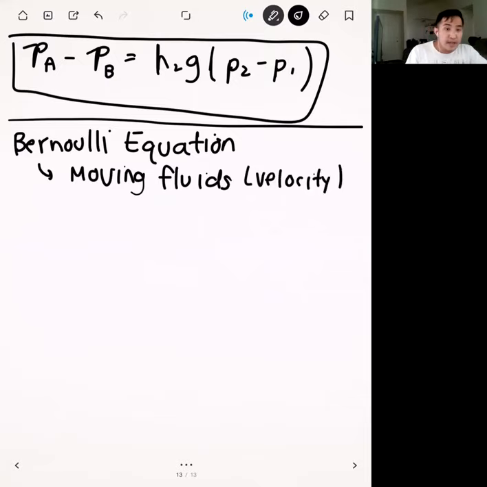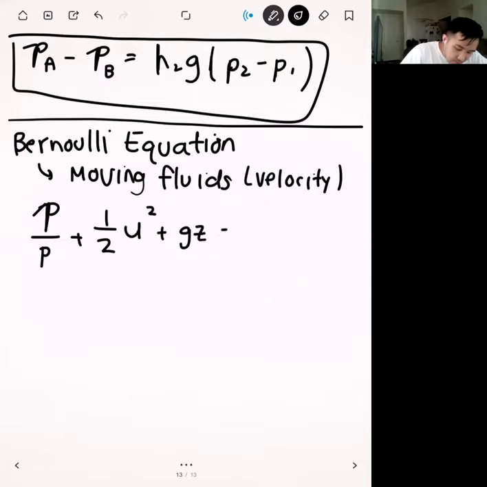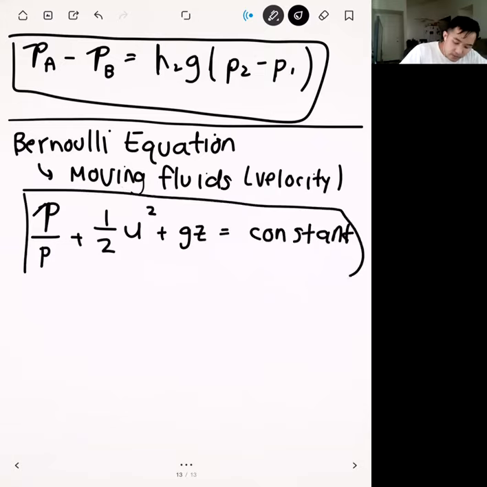Okay. And so the pure form of the Bernoulli equation looks like this. If you take the pressure, so that's P, divided by the density, and then to that you add the kinetic energy term, so you have 1/2 U squared, plus gz. This has to be constant in a fluid. The sum of these terms always has to be constant.